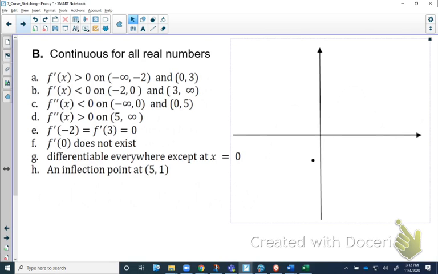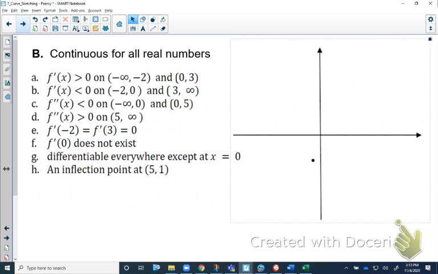My second derivative is going to be less than 0, meaning it's negative there, so I'm going to be concave down from negative infinity to 0 and concave down from 0 to 5. And part D tells me that I'm going to have only one interval where I'm concave up, from 5 to infinity, because that's where the second derivative is positive. We should have a relative extrema at negative 2 and positive 3, because that's where the first derivative is equal to 0.